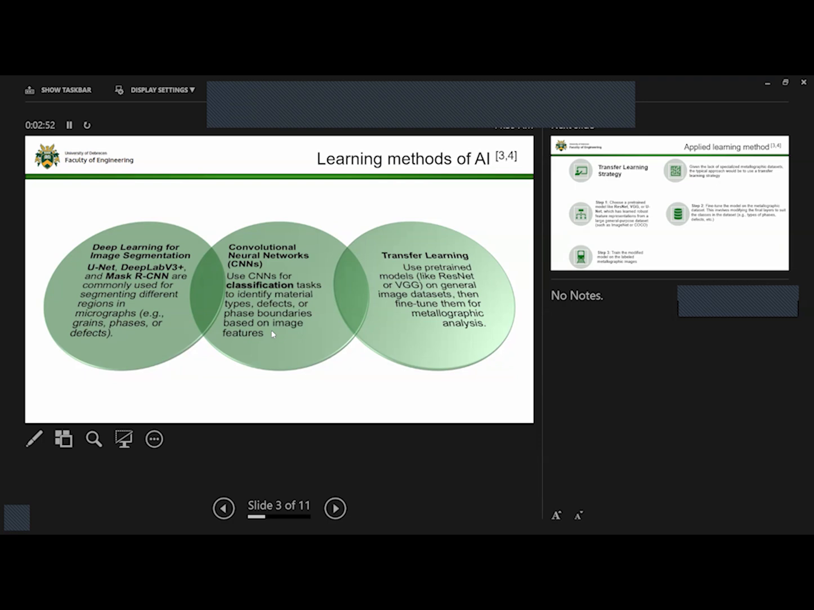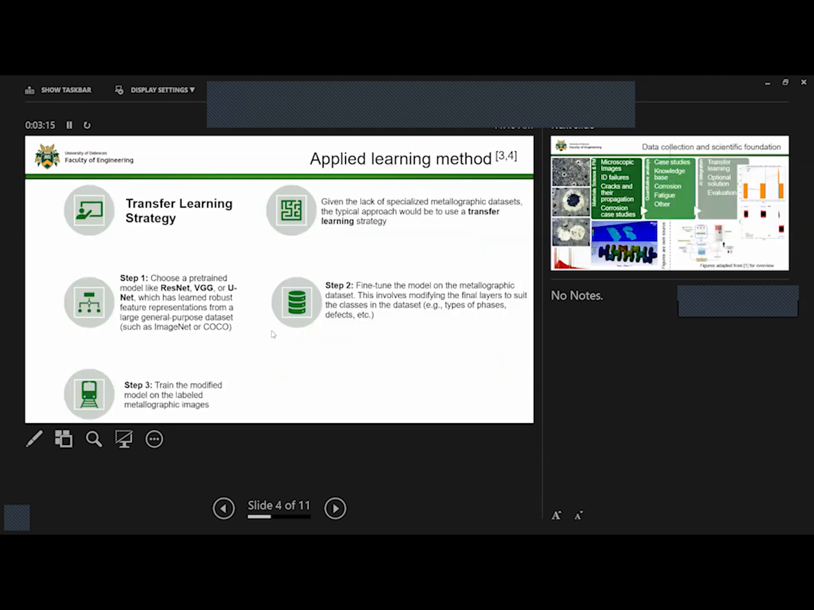Use pretrained models like ResNet, or VGG, on general image datasets, then fine-tune them for metallographic analysis. So basically we have several microscopic images that we can collect together, more than 50,000. So basically that will give the base for this kind of learning method. So if we finally reach that point that we can select the learning method, and that will be the transfer learning strategy, it can be the base of the continuation. So basically step one will choose the pretrained model. Then step two is the fine tuning of the model on micro metallographic datasets. And then train the modified model on the labeled metallographic images.